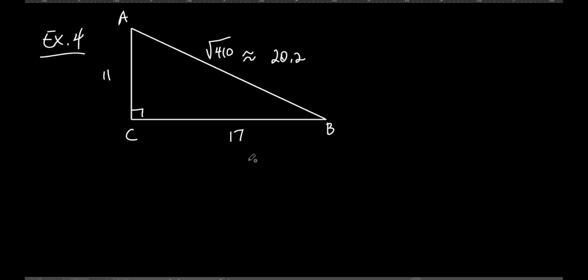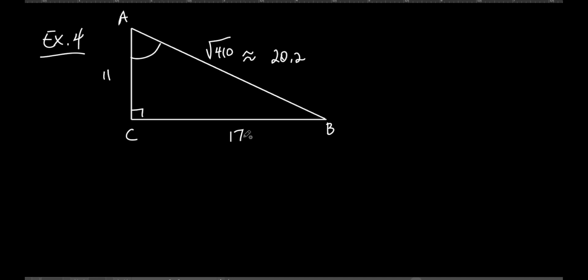So if I wanted to, let's do A first, since it's first in the alphabet. Remember before I said if you know the three sides, you can use any of the trig functions. It doesn't matter. But I don't want to use the hypotenuse, though. Why not? Because it's an approximation, and I want to be as exact as I can. Now, if you wanted to use the square root of 410, that would be fine because that's an exact answer. But don't use an approximation because we rounded this. So let's just use 11 and 17.